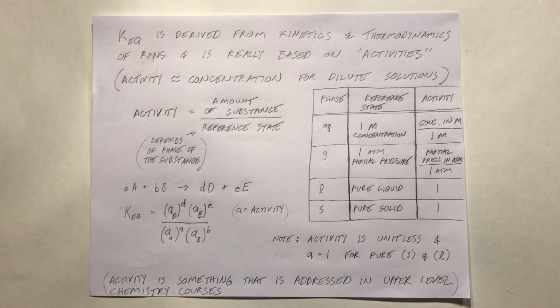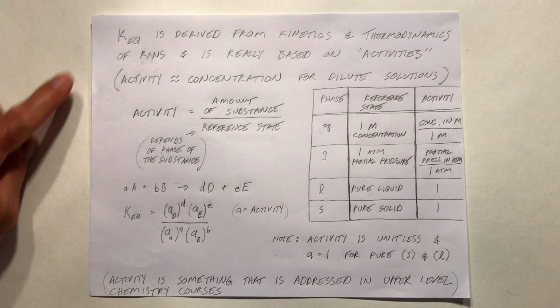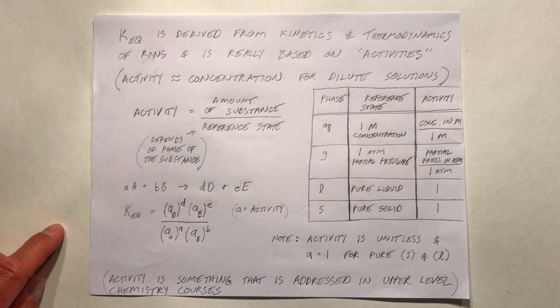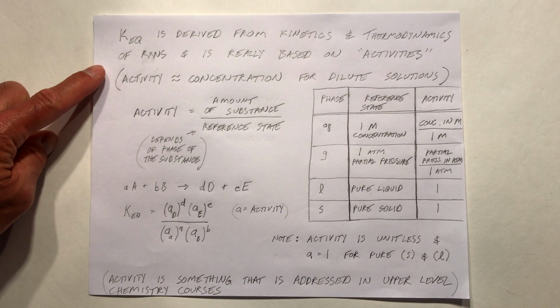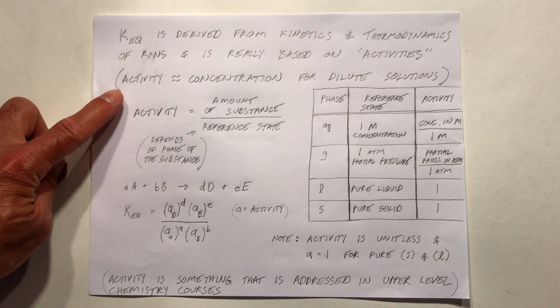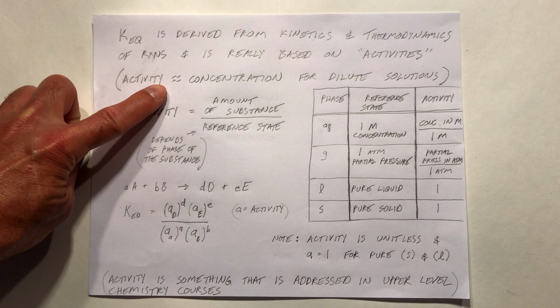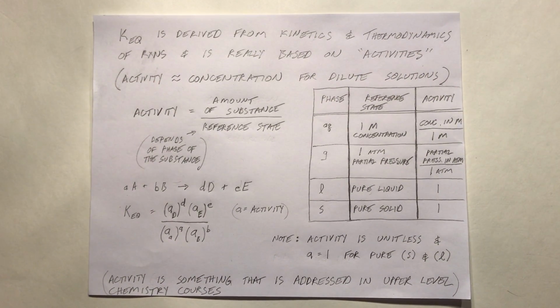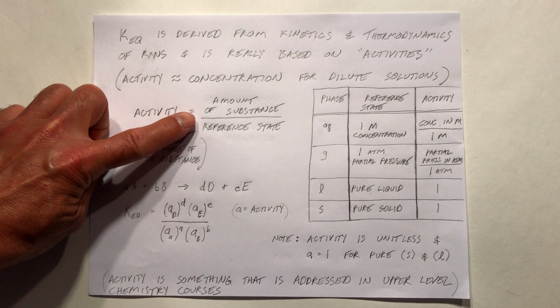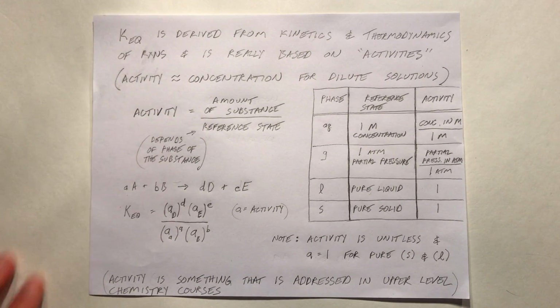So in order to understand why there are no units for KEQ and why we can ignore solids and liquids, we need to understand that KEQ is really derived from kinetics and thermodynamics of reactions. And it's based on activities. Now, the activity of a chemical is just about equal to the concentration of a chemical for dilute solutions. Activity is the amount of substance divided by a reference state.